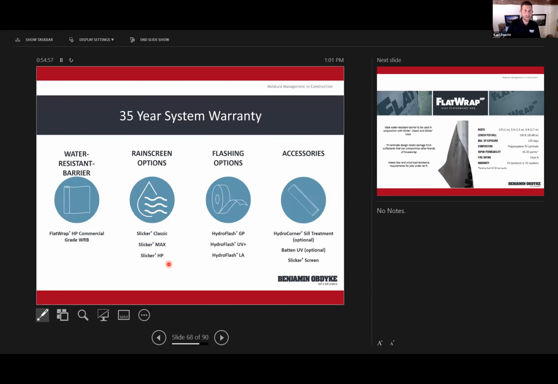Now our rainscreen systems, and I'll go faster here, they carry a 35-year system warranty. This is an industry-leading warranty. Again, performance-based, labor and materials, if you use all the components on this slide, which would be our flat wrap, any of our Slicker products, which I'll talk about, and again, these three we've talked about already, any of our HydroFlash products. So these are the three components.